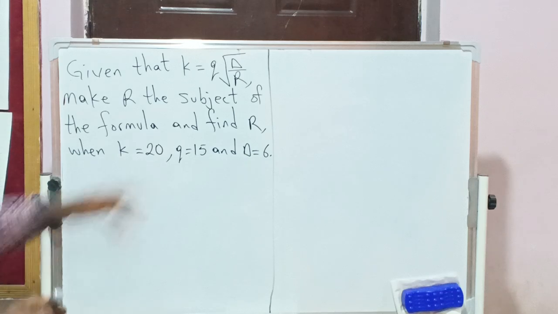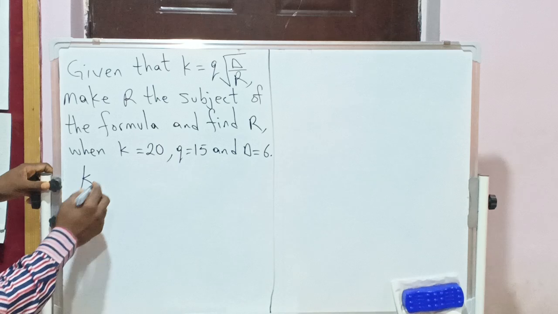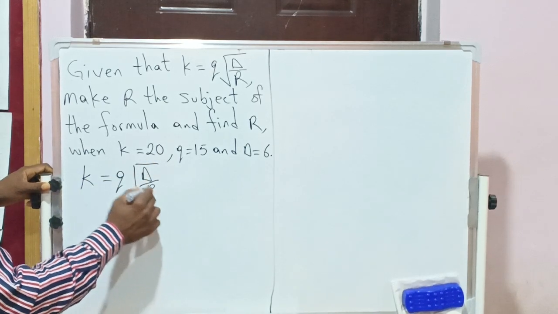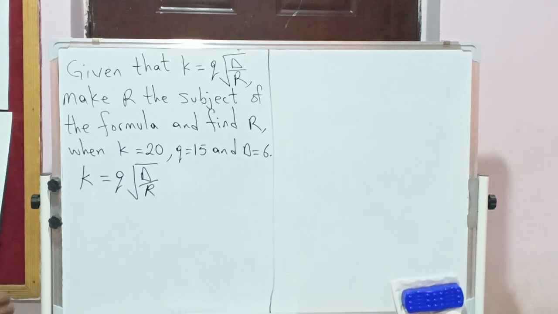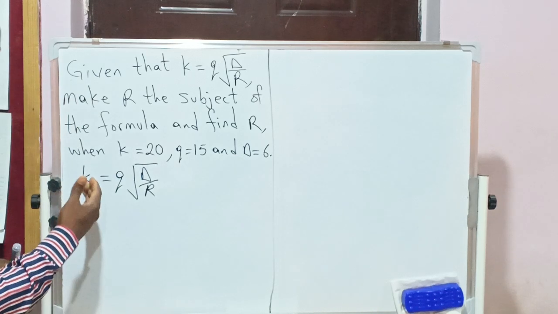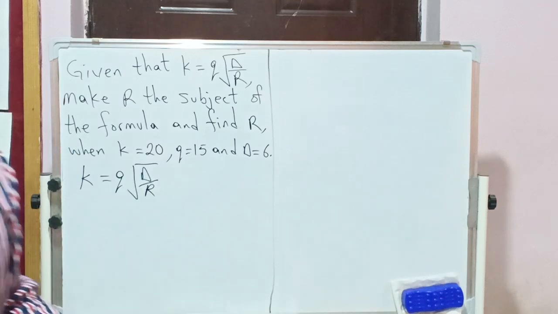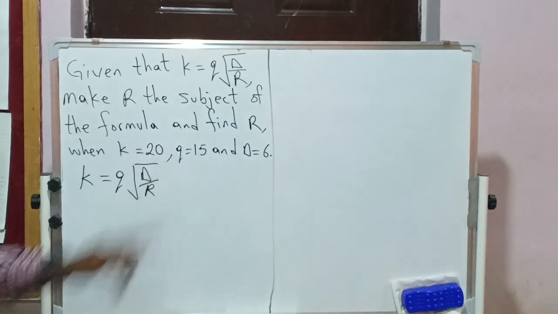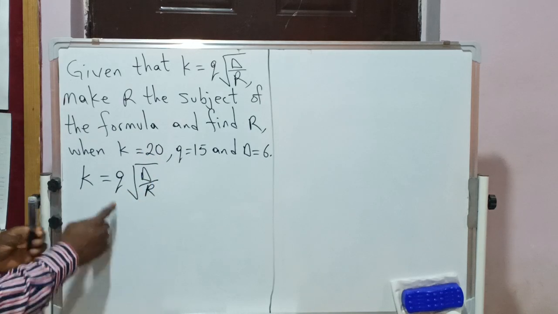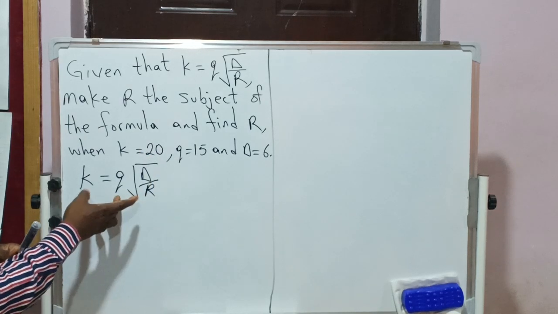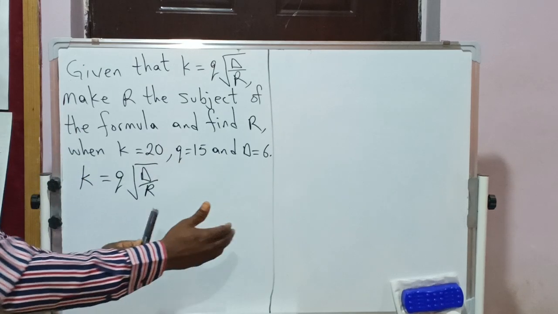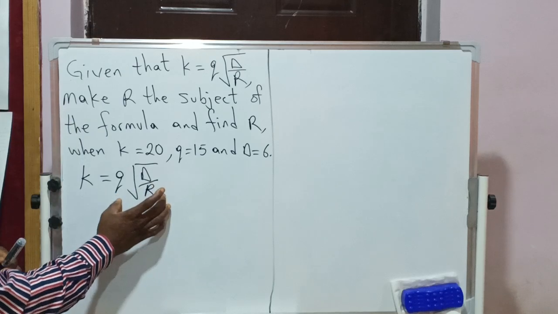So let's first of all make r the subject of the formula. Now from the question, we have k is equal to q square root of d over r. The first thing I need to do is to start eliminating every obstruction around the letter r, which we have to make the subject of the formula. So the first obstacle here is this q. And how will I remove this q? Remember, we have two sides. This is one side, the k side, and this is another side. So our attention is going to be here.